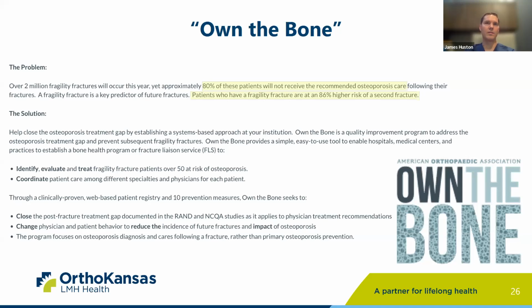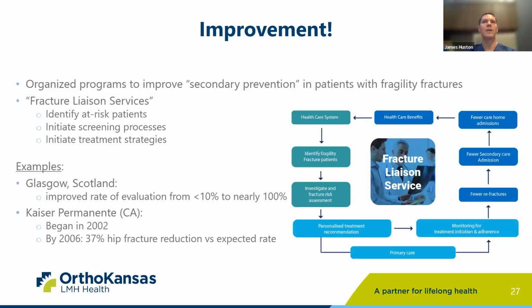Again, based on other studies, 80% of patients with fragility fractures are not receiving the recommended osteoporosis care. And those patients are 86% more likely to have a subsequent fracture than someone who hasn't had a fragility fracture. So this has been a concerted effort within the orthopedic community to improve those rates and to help avoid subsequent fractures or secondary fractures for patients who do have osteoporosis.